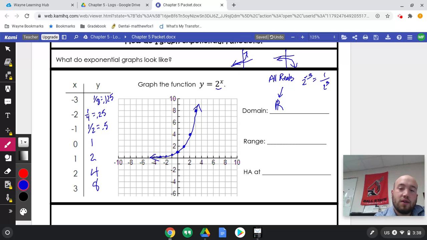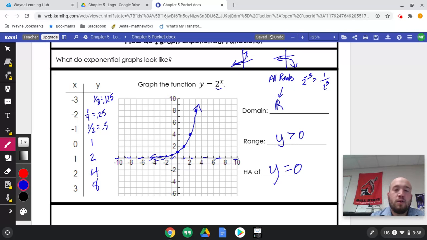Now our range: as you can see, this kind of clips over. No matter what x is, in this case, it will always be a positive answer. Even as our x is negative, that just causes us to have a fractional exponent, so we know it will stay above 0. So y is greater than 0. And now our final thing, the horizontal asymptote: where does that occur? You can kind of see it here, and you can draw it in. It approaches 0, so we have a horizontal asymptote there at y equals 0.